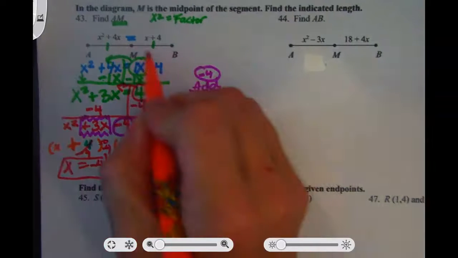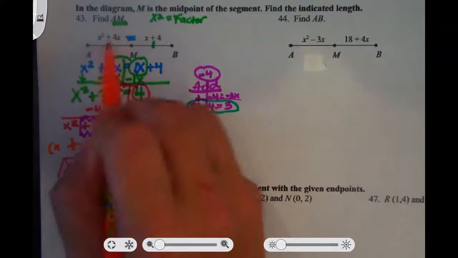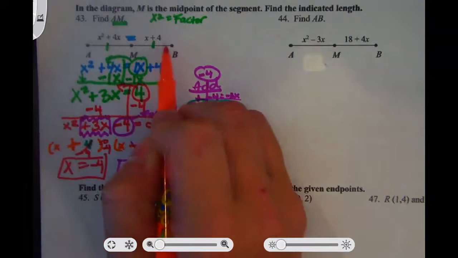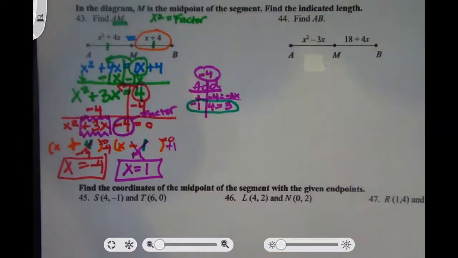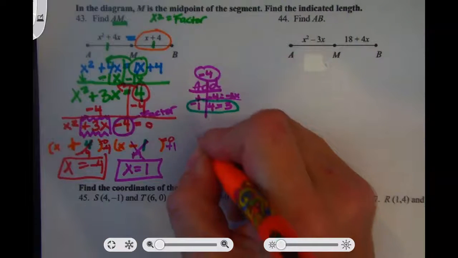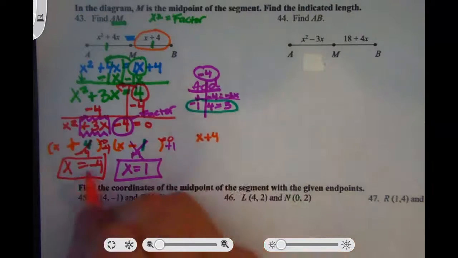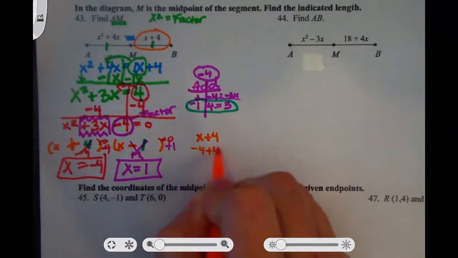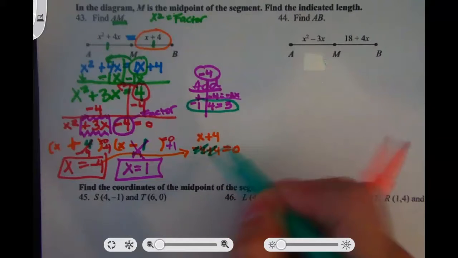So I'm going to try to find, it wants AM, but that one's got more to do. I'm just going to find the other segment because I know they're both equal. So I'm going to take x plus 4 to find there, and I'm going to just use both of these roots. So I'm going to do x plus 4. So when I plug it in, I'm going to do -4 plus 4 because that was our first x. That gets me a 0. So that is definitely not going to be my answer.